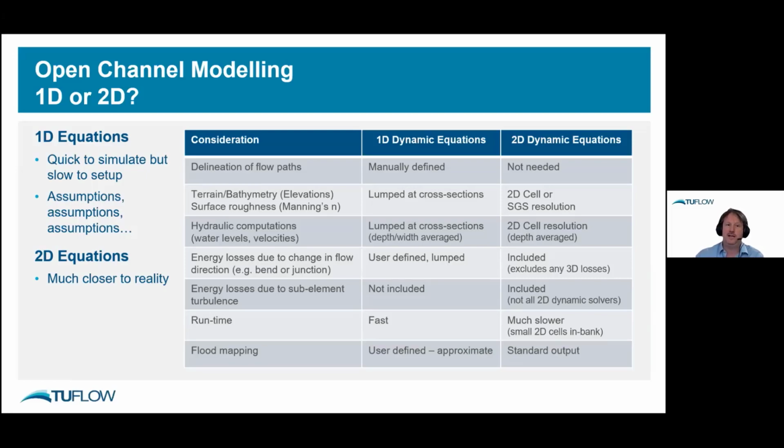2D equations are also probably much closer to reality when it comes to some of those influences like turbulence, junction losses, things like that.